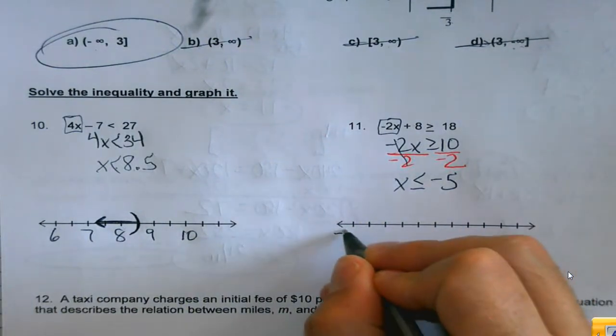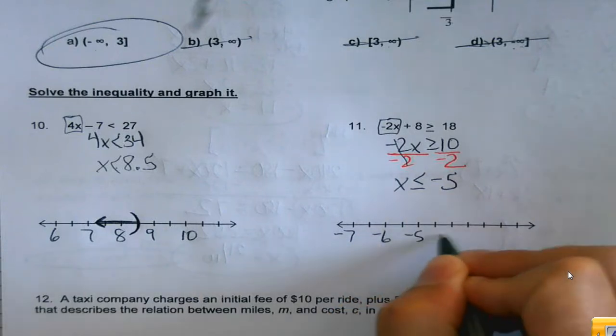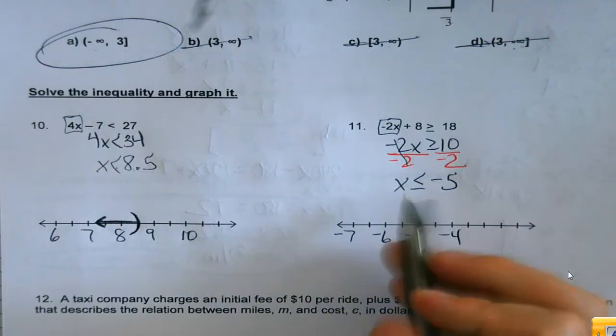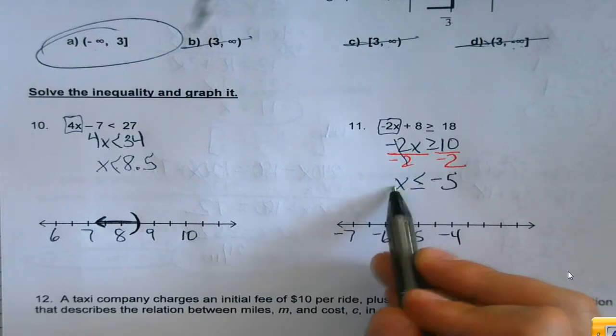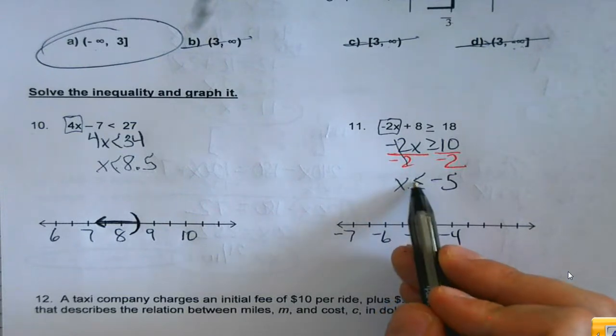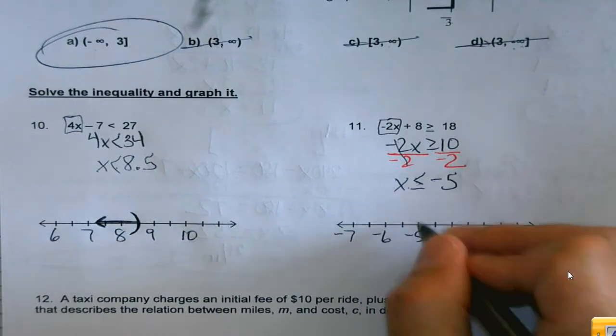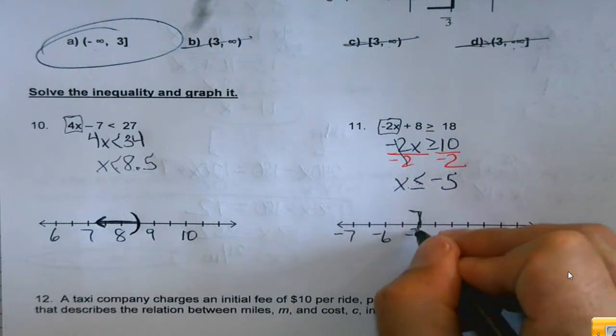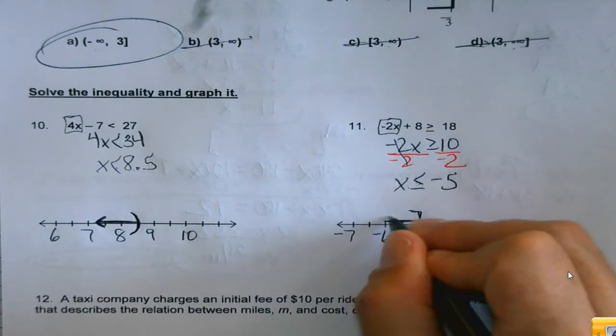So again, I'm jotting my values down here some. Again, I notice the x is being pointed at by the inequality arrow, so it's less than or equal to. So this time it's a bracket. And I go on about my business.